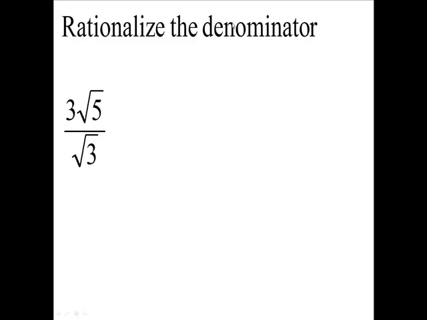Rationalize the denominator. Now, we're rationalizing the bottom number here, the denominator. And that means write this fraction without a radical in the bottom, without a square root in the bottom. Now, to eliminate the square root of 3, to eliminate this radical, we're going to multiply the bottom by the square root of 3. Let me show you what happens here.